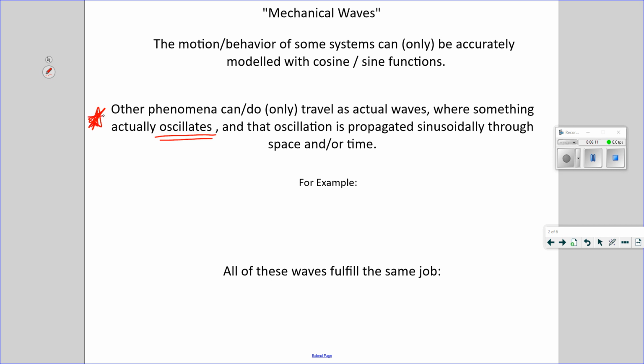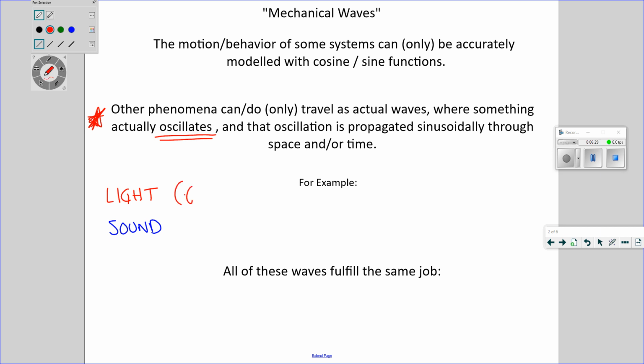Types is a crap word. Categories, thank you, of waves. And so of those, primarily, we're going to talk about light versus sound. All right. Now, when we talk about light, light's a part of a big group of waves called the electromagnetic waves.